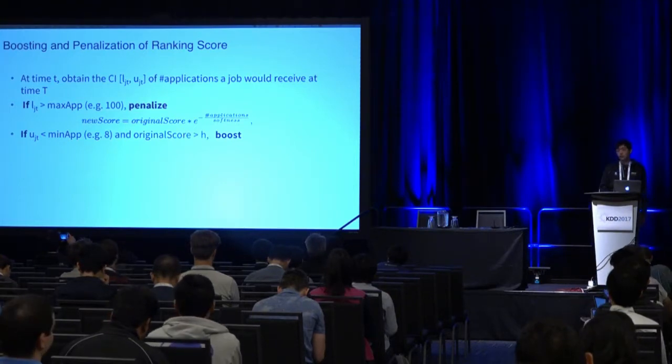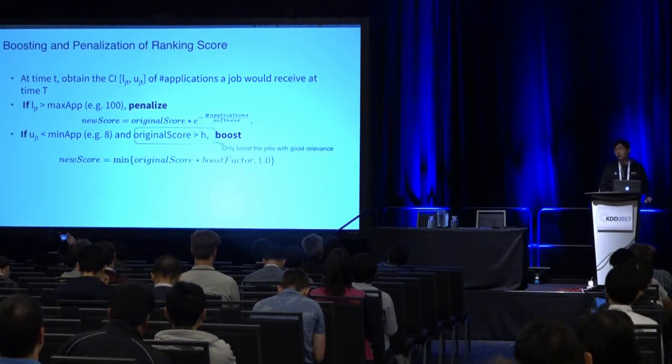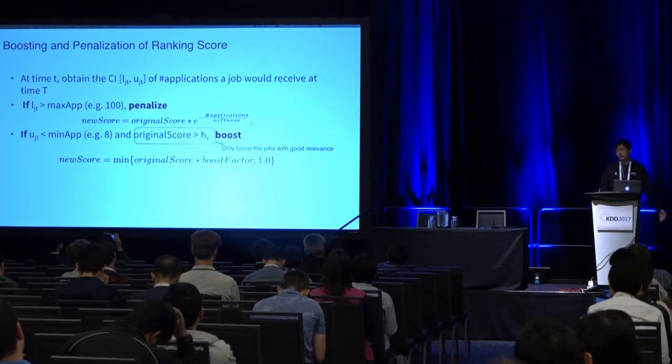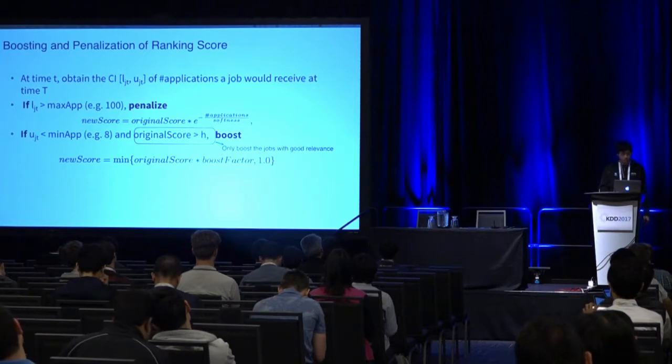However, the trick here is that we don't want to boost blindly, right? We only want to boost the jobs that are good, because if the job is really bad, then you may say that I don't want to do it. So that means we want to put some threshold on the relevance score as well, to make sure that we don't just simply boost any random jobs that cause some issues. And that is why there's a threshold of the relevance score that we can tune as well.